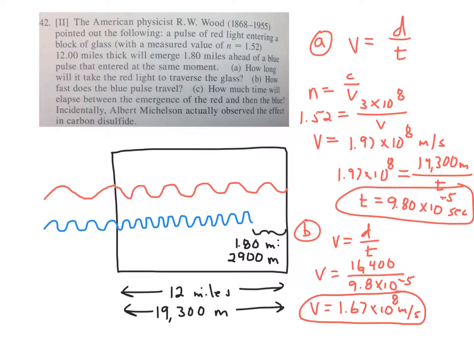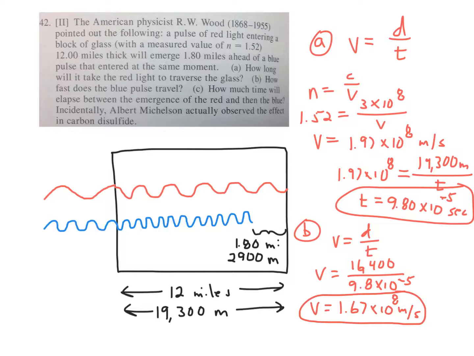All right, so now we could figure out the index of refraction for blue. If you wanted, it didn't ask us to do that, but that would have been a good question to ask. Just do N equals C over V. Given that V, you'll find out that N will be greater than 1.52 for the blue.